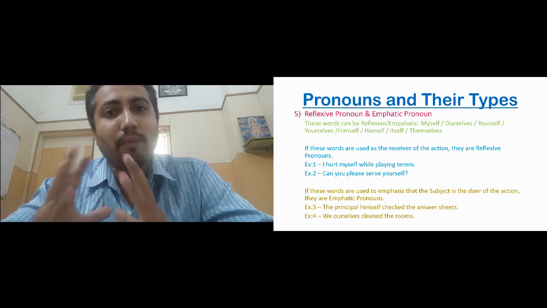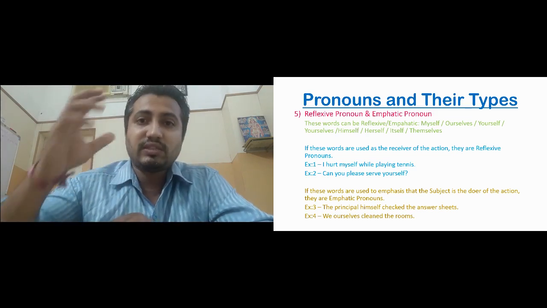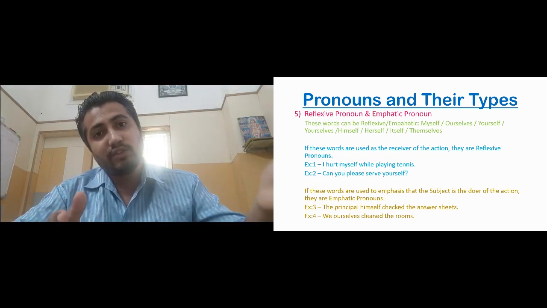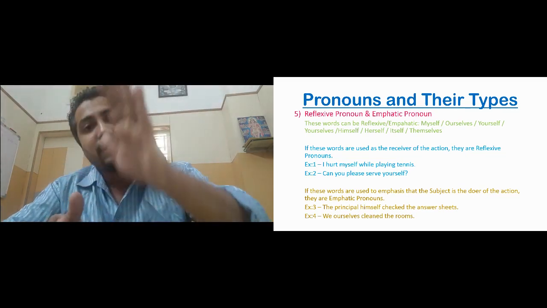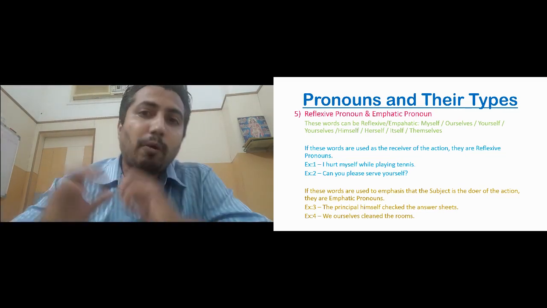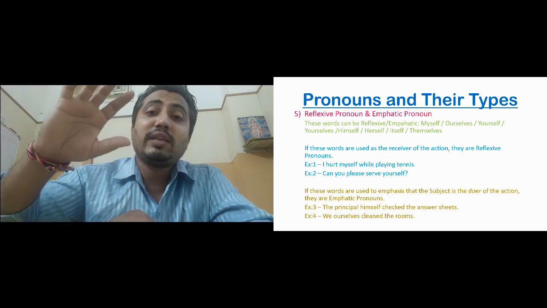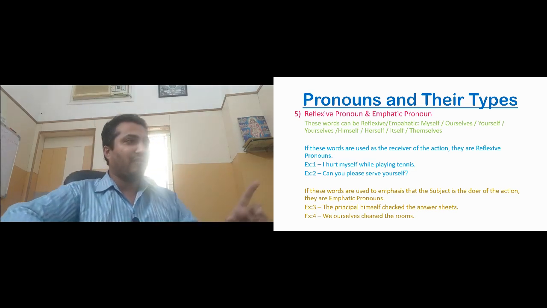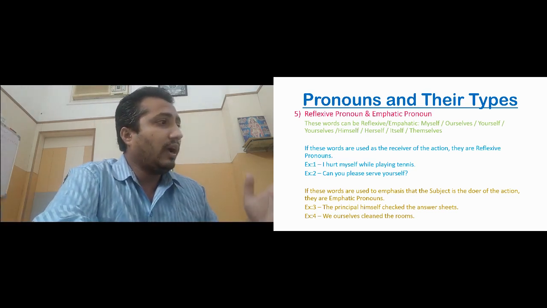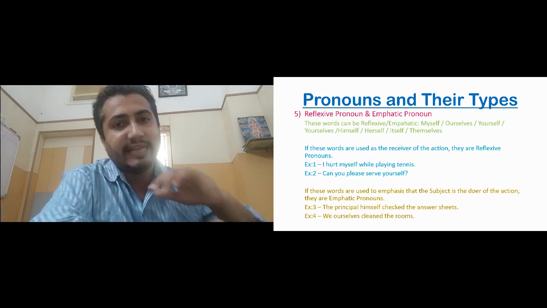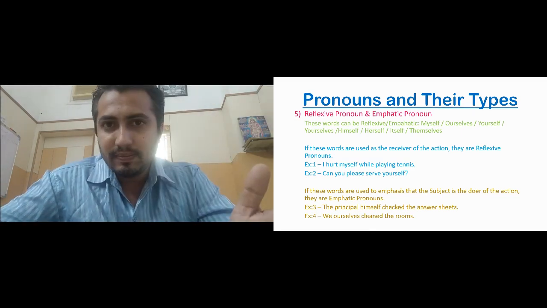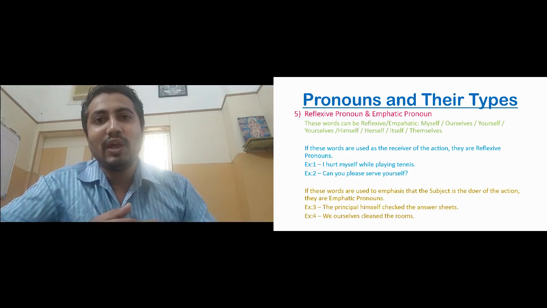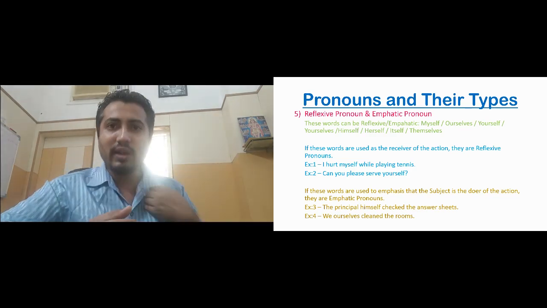I repeat once again, if the self pronouns are used in such a way that they are the objects, the action of the verb is done on these self pronouns, that is why they are called reflexive pronouns. Let us look at some examples of reflexive pronouns. I hurt myself while playing tennis. Subject is I, verb is hurt. I hurt whom? Myself. So the action of hurt is done on myself.